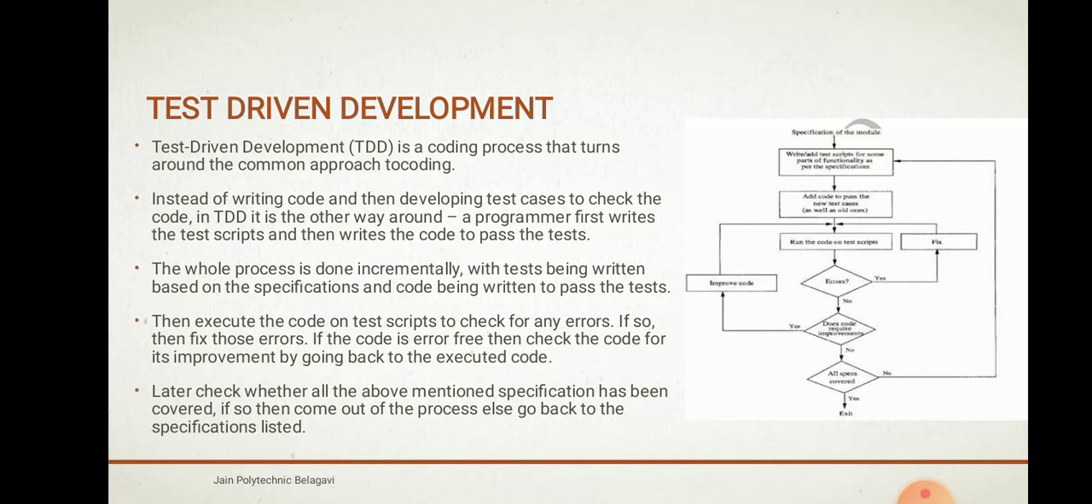If there are errors, they will fix those errors. But if the code is error free, then check the code for improvement by going back to the execution of code. Later we check whether all the above mentioned specifications have been covered. If so, then we come out of the process, else go back to the specifications listed. So as you can see in the diagram, whatever I have explained is displayed in the diagram.